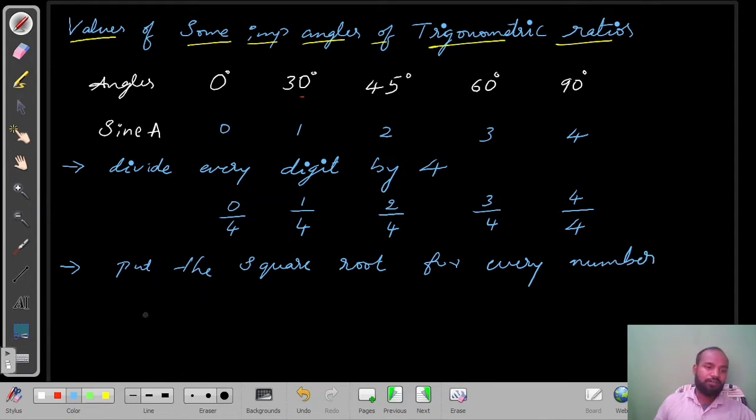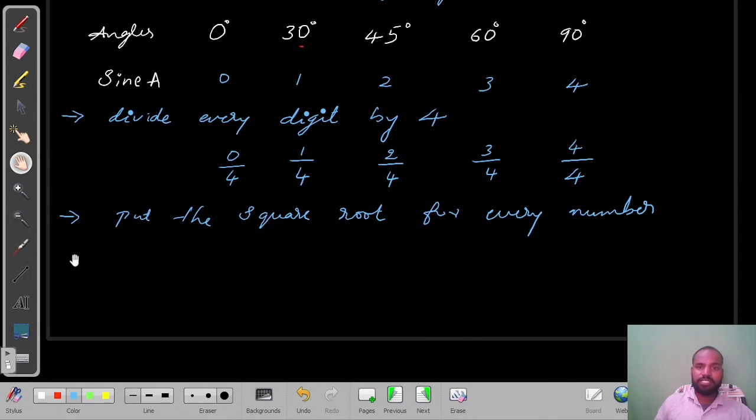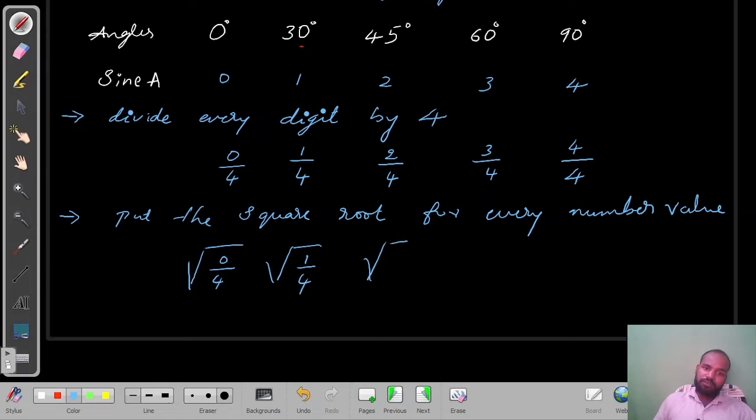Okay, now put the square root for every value. I am putting the square root for every value: root of 0 by 4, root of 1 by 4, root of 2 by 4, root of 3 by 4, root of 4 by 4.